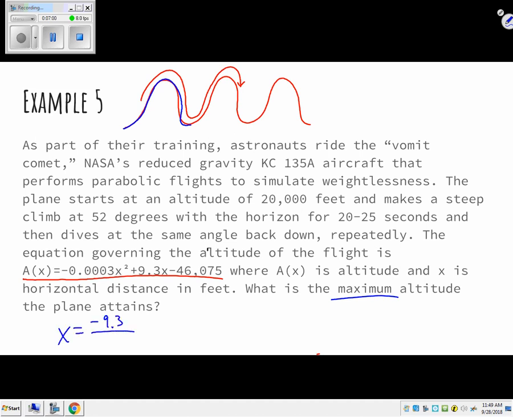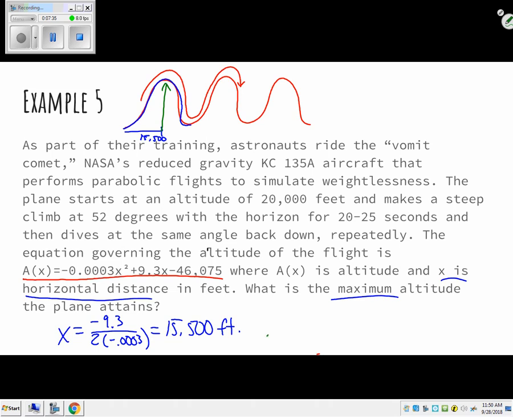So if I do my negative b over 2a trick again, plug this into my calculator, it gives me 15,500 feet. But keep in mind, that's my x. And x is the horizontal distance. So actually that 15,500 tells me how far into the trip I reach this maximum height. I want to find that maximum height. So I want to find the second coordinate of this vertex.